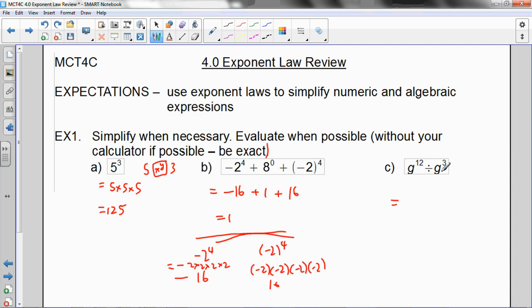This one, simple exponent law, dividing exponents, or dividing powers with the same base. I subtract the exponents. I wouldn't expect you to show that step. You can go straight to the answer. All right, onwards.